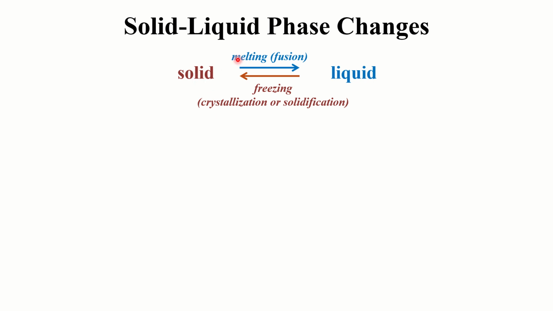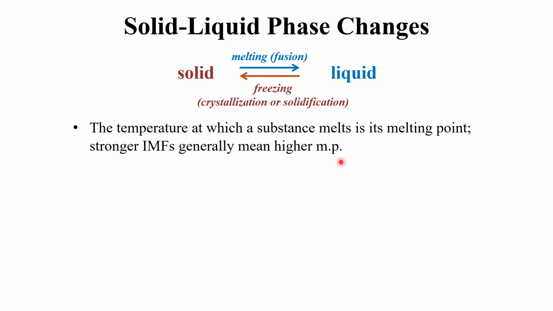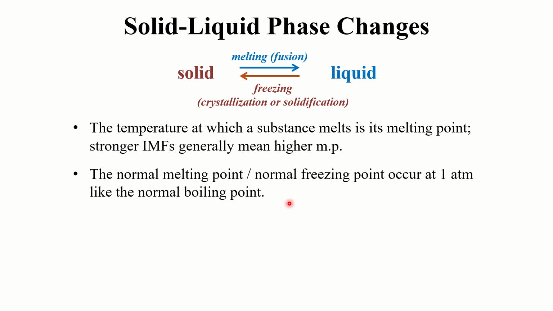So this is the process of melting, or what we're going to call fusion, and the reverse process, liquid to a solid, obviously is freezing, but we could describe this as crystallization or solidification. Now, the temperature at which a substance melts is its melting point, obviously, and as we've learned previously, stronger IMFs generally mean a higher melting point.